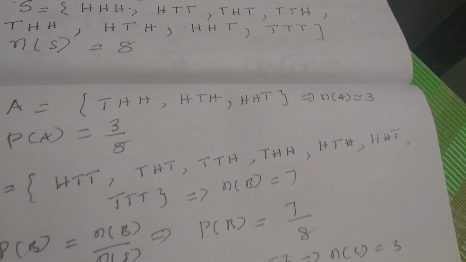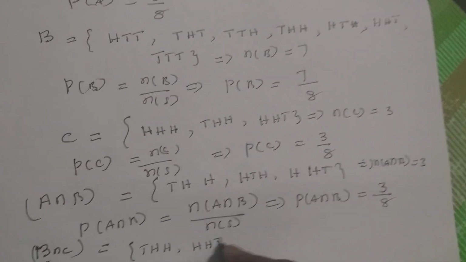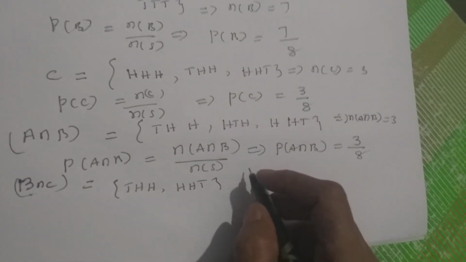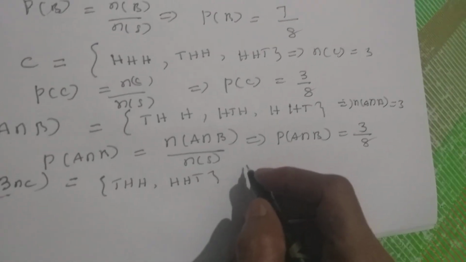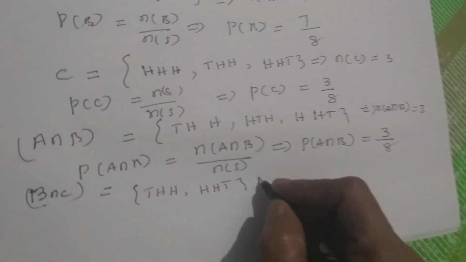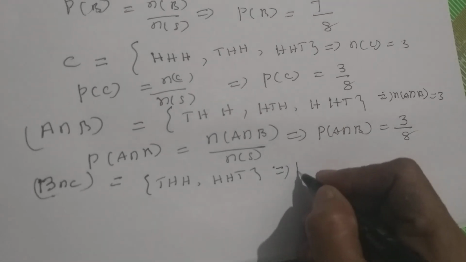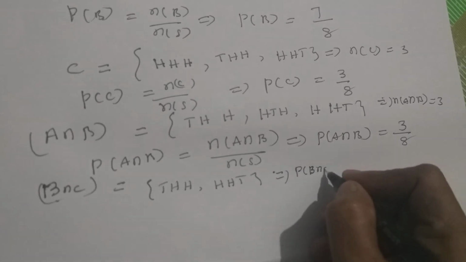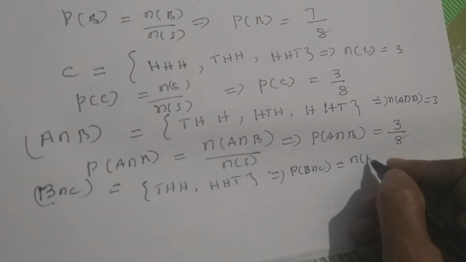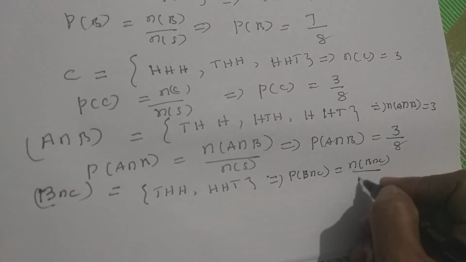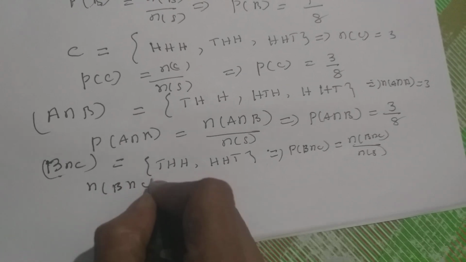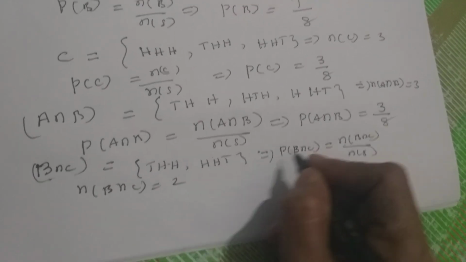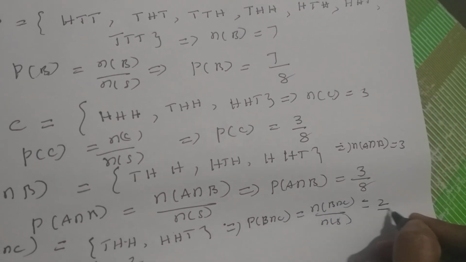So HHT. I hope children you understand. 2 consecutive heads and at least 1 tail means 1 T must be there definitely, and 2 heads together. So P of B intersection C equals n of B intersection C by n of S. N of B intersection C is, sorry, 2. 1, 2. So you are getting 2 by 8.